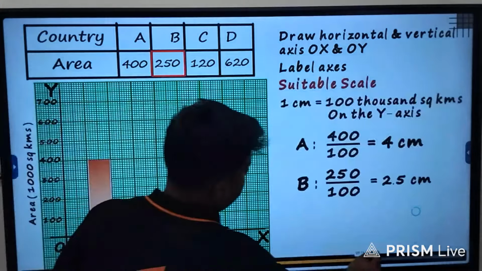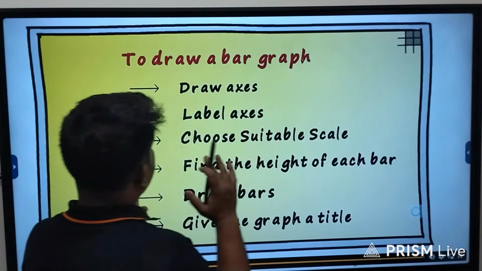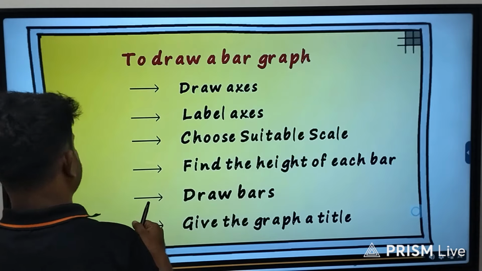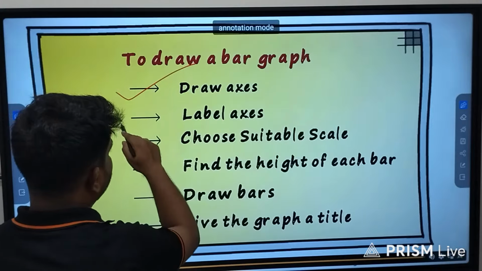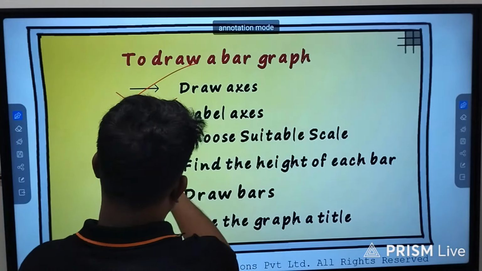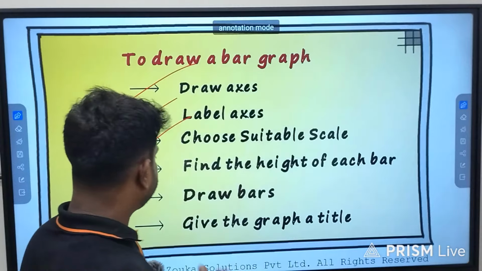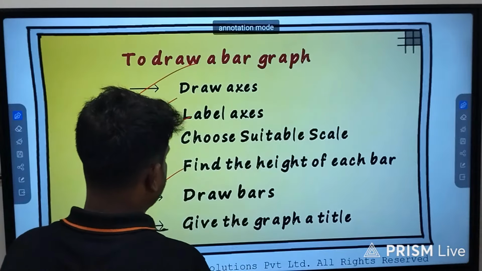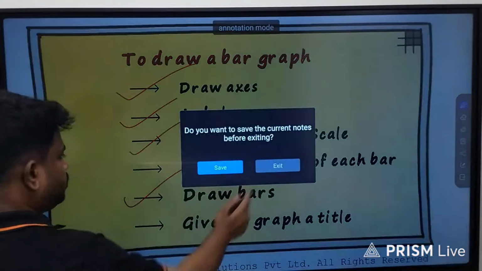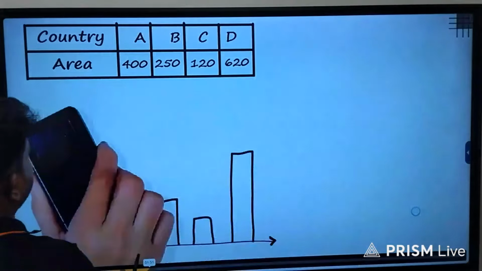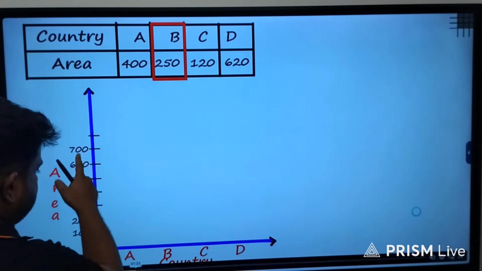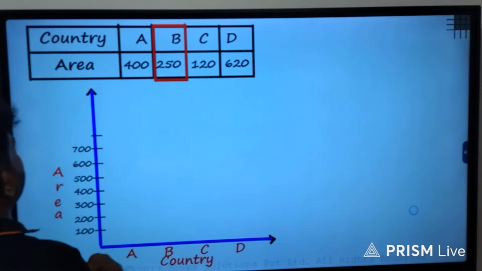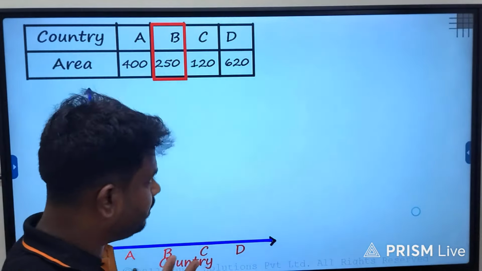So here is the complete video. In this video we have learned how to draw a bar graph, where the first thing we have to do is draw the axes and label them, choose a suitable scale, that means a range, and find the highest value of each bar, then draw the bars and give the graph a title. So the first thing is to draw the axes. Yes, they have drawn the axes and named them, and then choose the perfect scale.